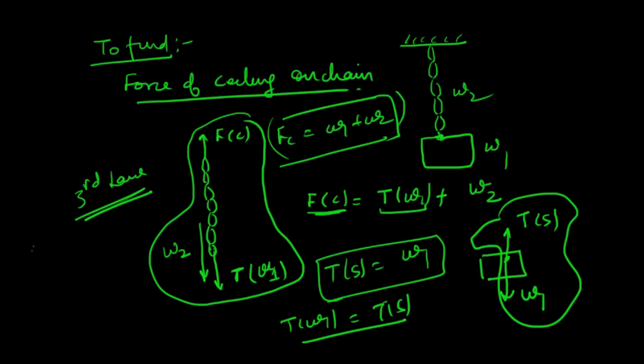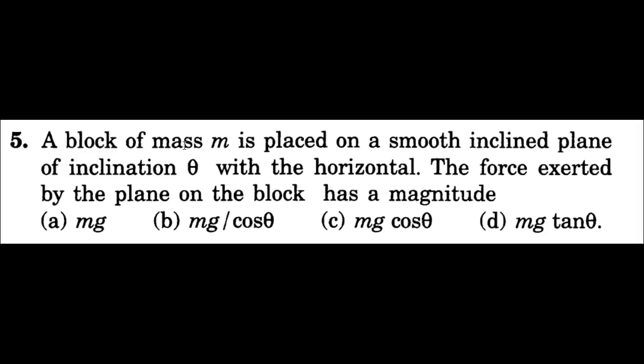Okay. Alright, so we move on to the next question. It is written, a block of mass M is placed on a smooth, you see, I am again emphasizing this word smooth, okay, this means there is no friction, inclined plane of inclination theta with horizontal. The force exerted by the plane on the block. So I want to find out the force exerted by the plane on the block.